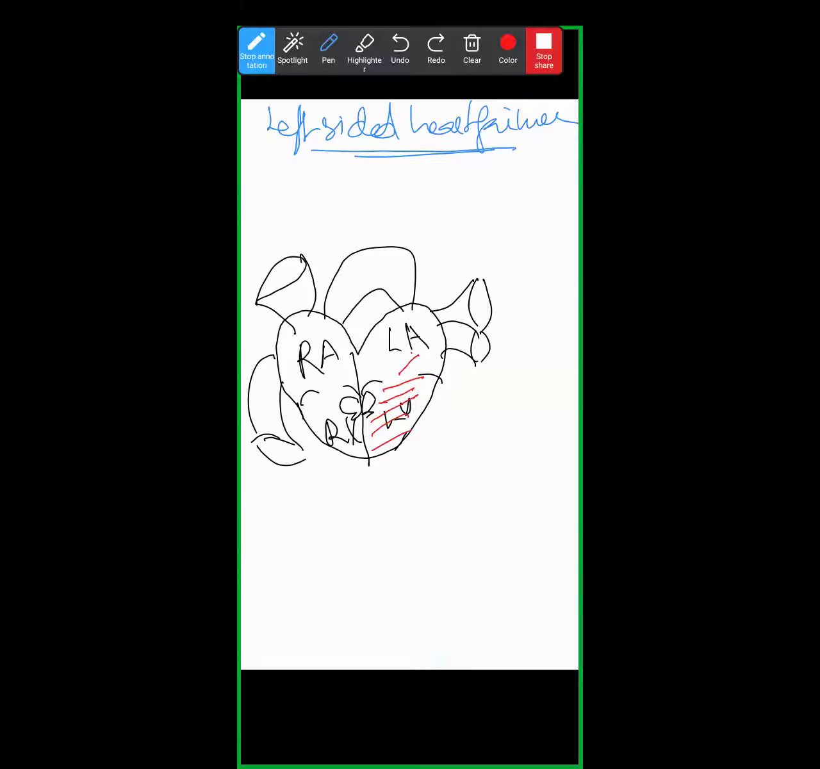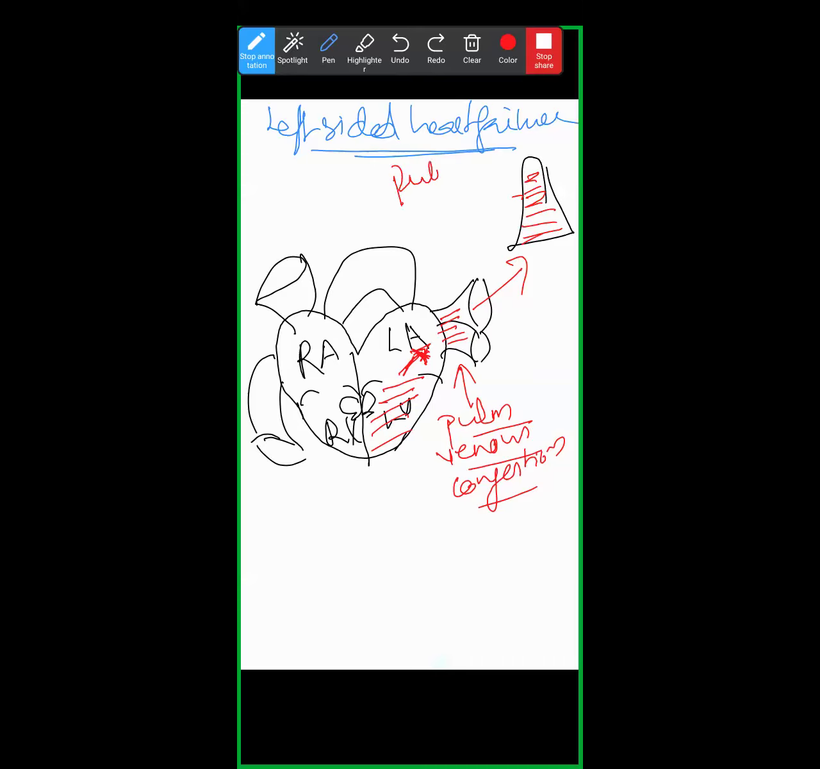So this can lead to backflow to the left atrium. From the left atrium, it backflows to the pulmonary vein. So pulmonary vein pressure increases. We call this pulmonary venous congestion. From here, this will backflow to the lungs. So what will happen? The pressure in the lungs will be increased. So it is what? Pulmonary hypertension will be there.